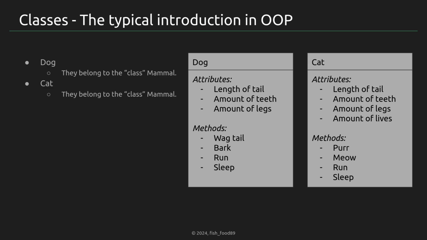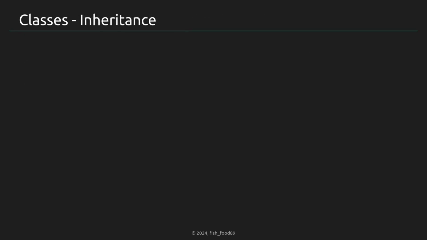And there's a few differences in attributes. For cats, you count the amount of lives they have, and then the methods are meow and purr instead of bark and wag tail. But run and sleep are common, and the other things in the attributes are common. So what do we do with this? Why is it important to see these similarities between cat and dog?